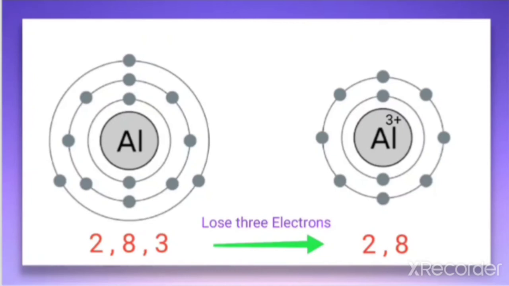Now you can see its configuration 2 8. Now the outer one has 8. So the octet is complete, therefore it is a stable configuration.